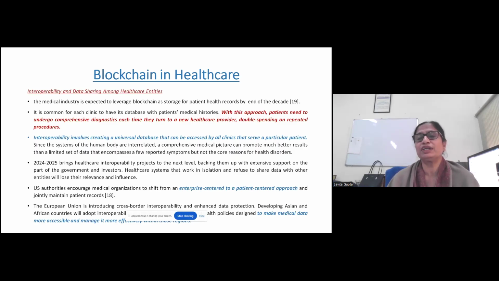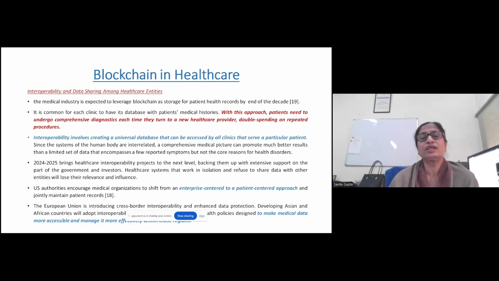So presently, every clinic is maintaining its own patient record. When I visit Fortis hospital, they have my record, my previous history, which doctor I visited, what my clinical parameters were. But once I decide to visit some new hospital like Max or PGI, what will I have to do? I will have to undertake all the clinical tests and diagnostics again each time I visit a new hospital. So this increases my expenditure and repeated invasive procedures. So how can we avoid that?